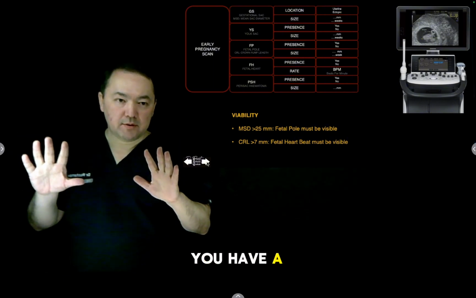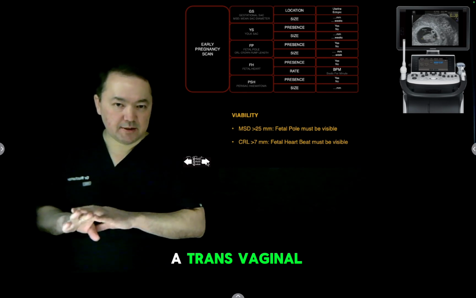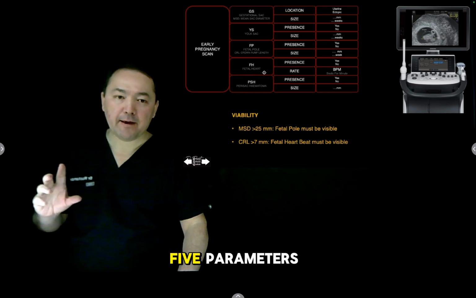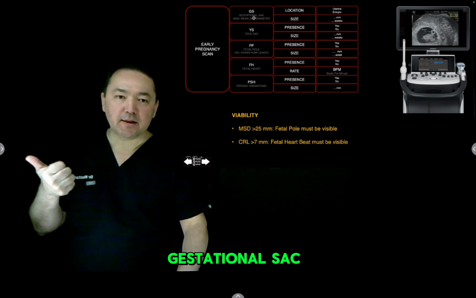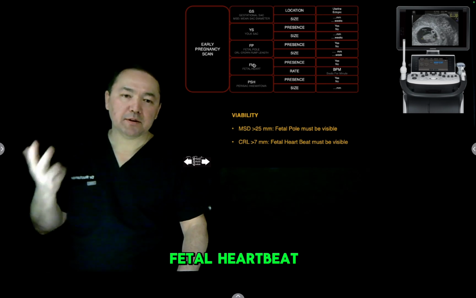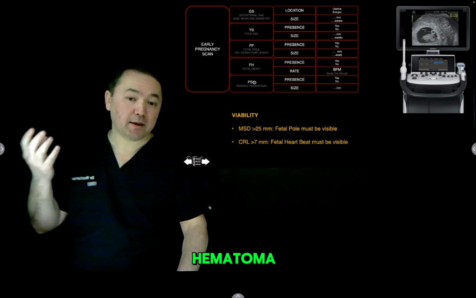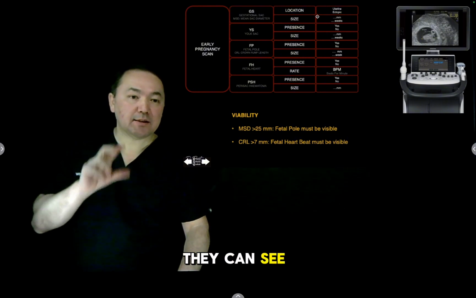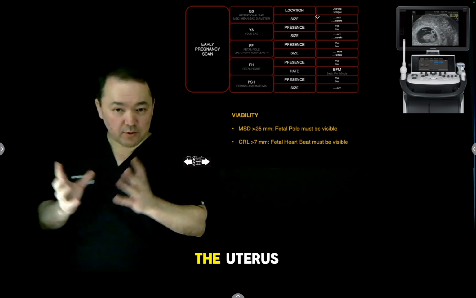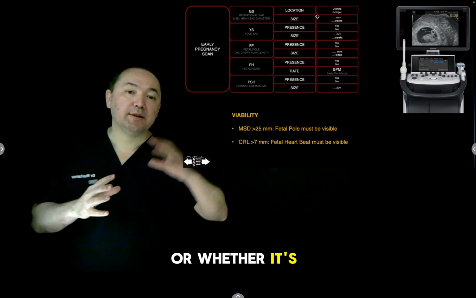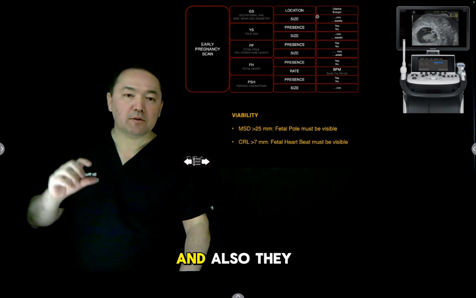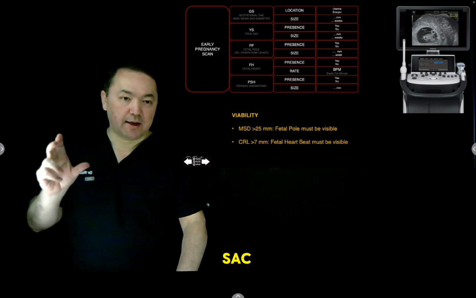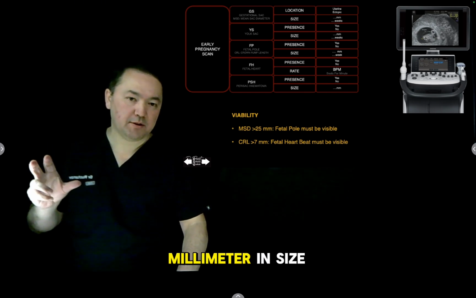When you have a 7-week scan, you should have a transvaginal scan by an experienced sonographer who needs to report on these 5 parameters: gestational sac, yolk sac, fetal pole, fetal heartbeat, and presence of perisac hematoma. In terms of gestational sac, they should write where they can see the gestational sac, whether it's inside the uterus, which is called intrauterine, or whether it's an ectopic gestational sac. And also they should tell the mean sac diameter of the sac, which should be more than 25 millimeters in size.